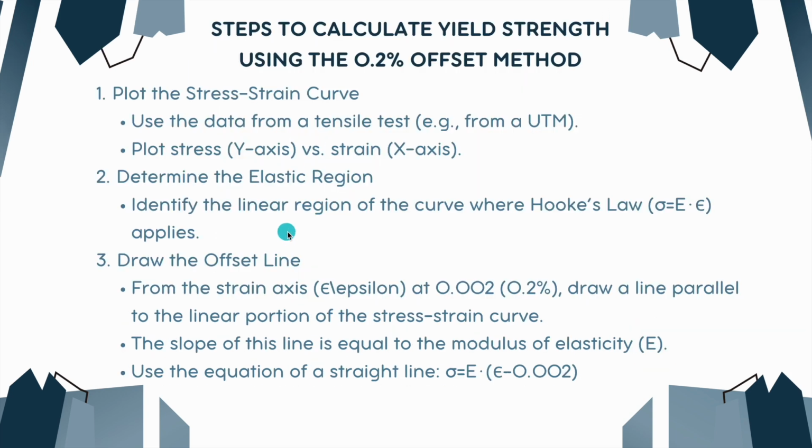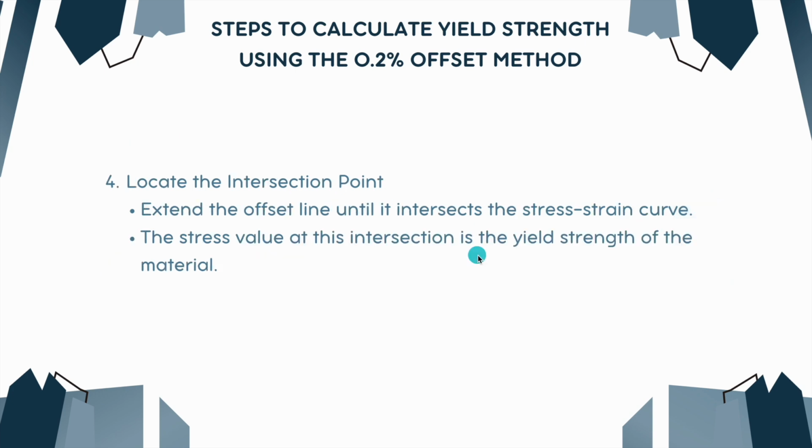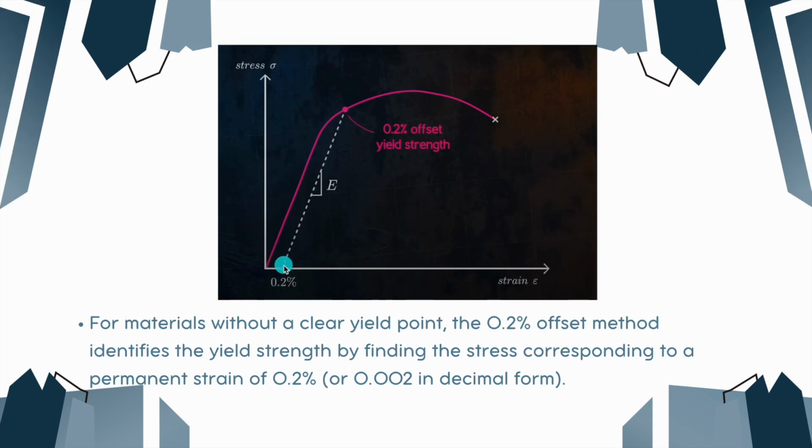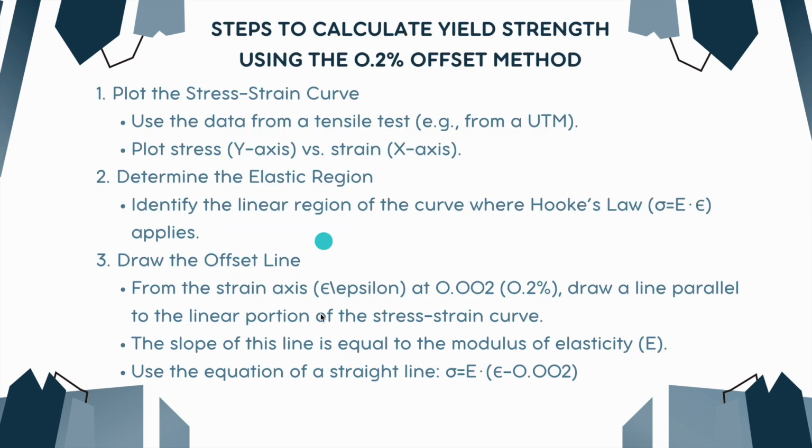After this, we have to identify the linear region of the curve where Hooke's law applies: sigma is equal to E into epsilon. And after that, we have to draw the offset line. So what is the offset line here? We have to take 0.2% offset and draw a line parallel to this linear line.